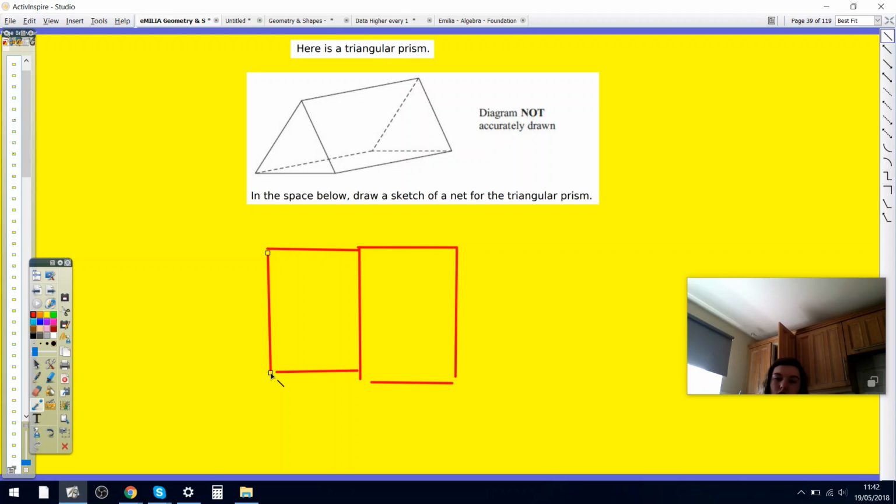So how about this one? You have a square in the middle, and then you'd have triangles coming off every side. Well done. Yeah, okay. And so on.